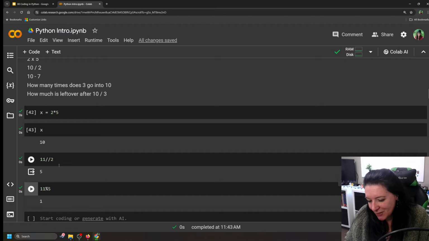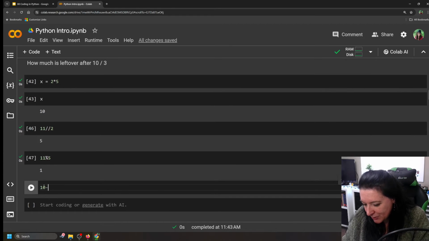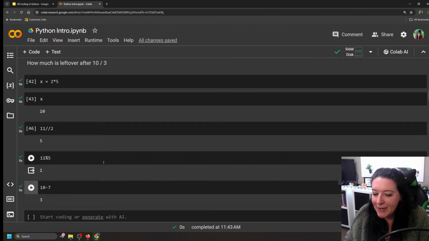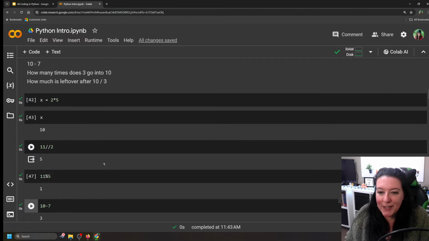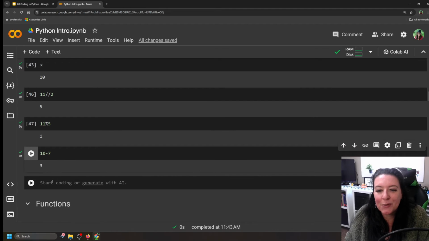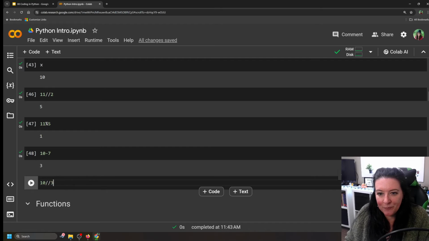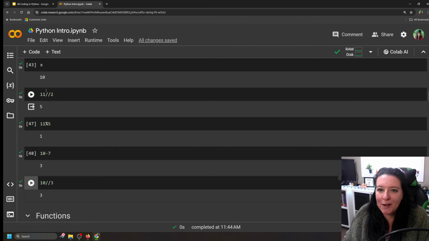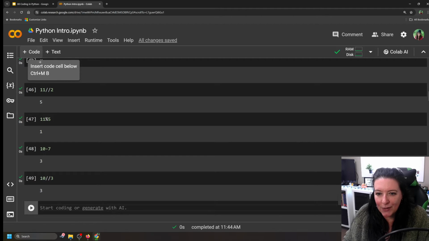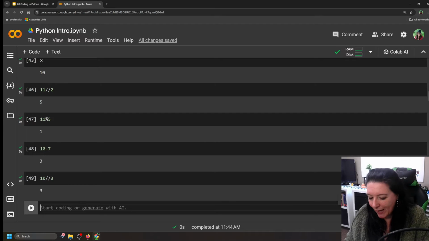So let's finish off here. 10 minus 7. To do 10 minus 7, we simply do 10 minus 7, and we get 3. To find out how many times 3 goes into 10, what symbol do we use? We do 10 // 3. We should get 3, right? 3, 6, 9. Then if we want to figure out how much is left over when we have 3 going into 10, we can add a line of code here. We do 10, then the percentage sign, and then 3.